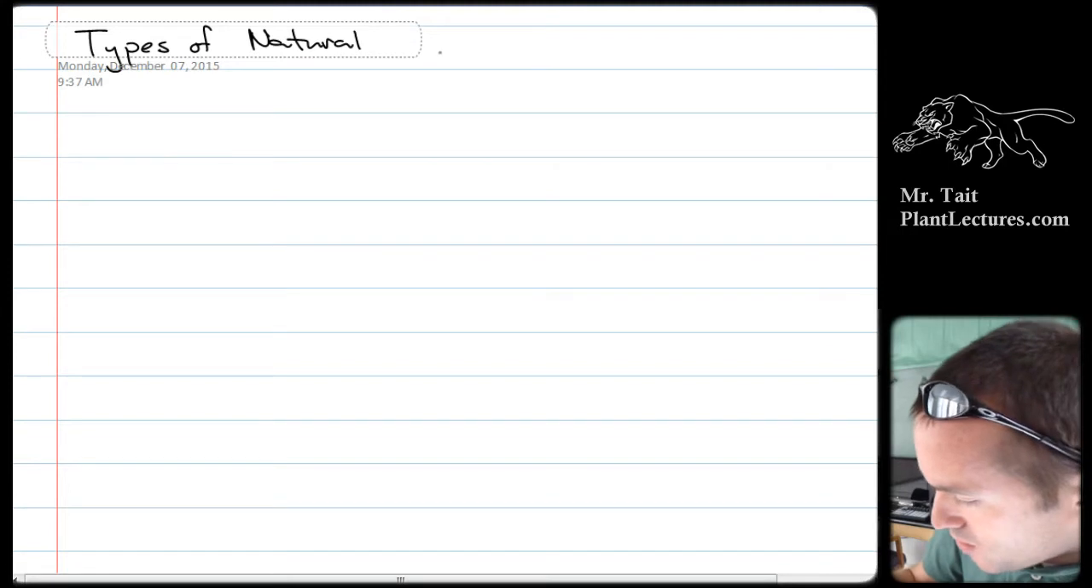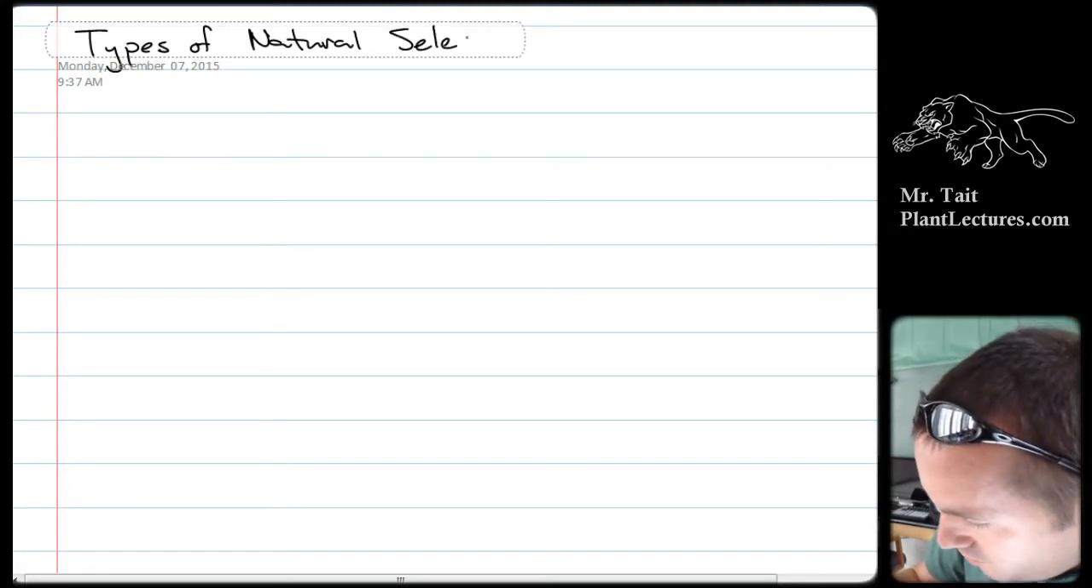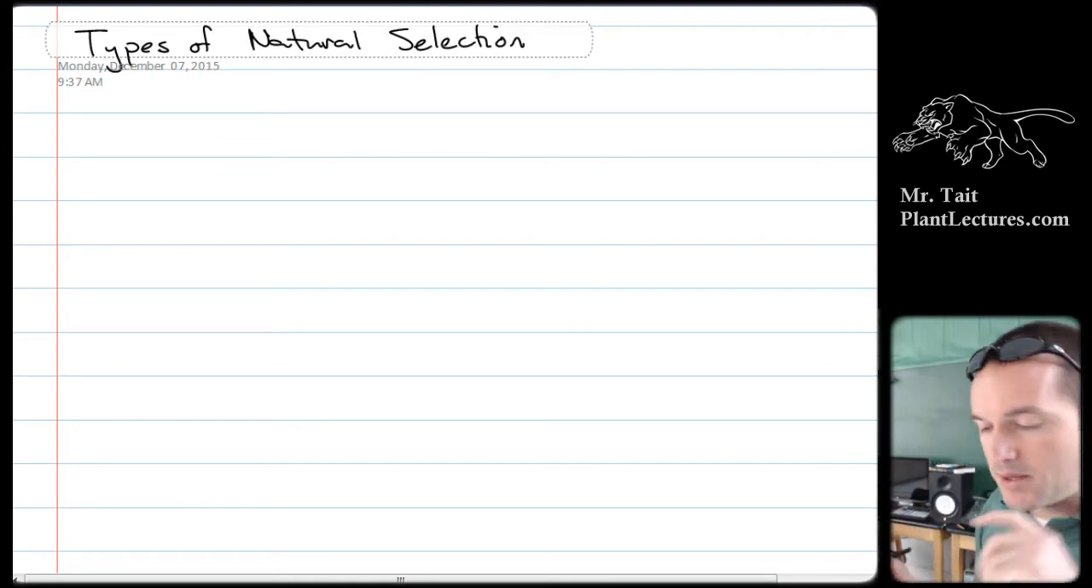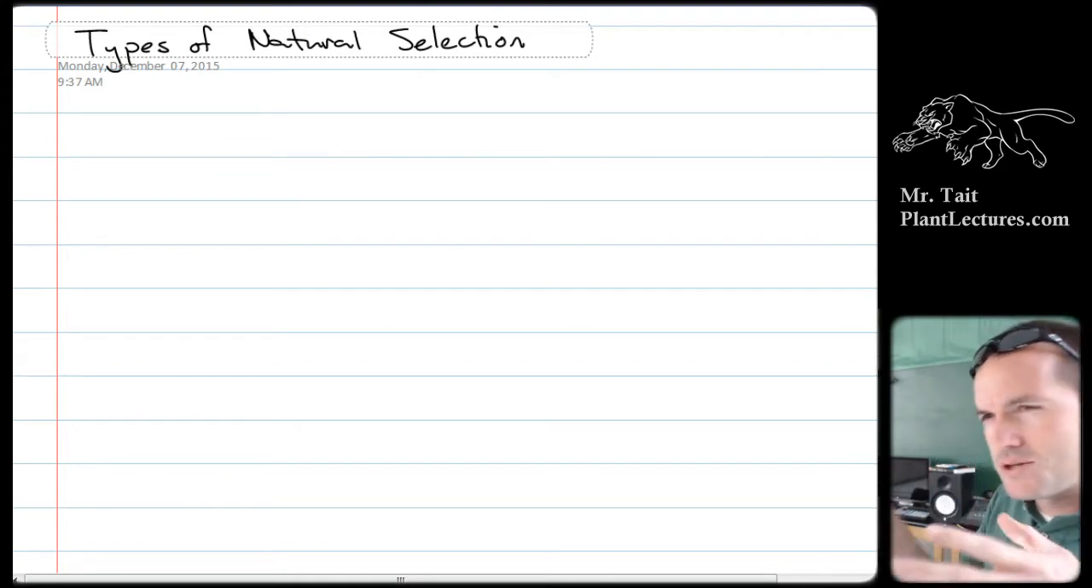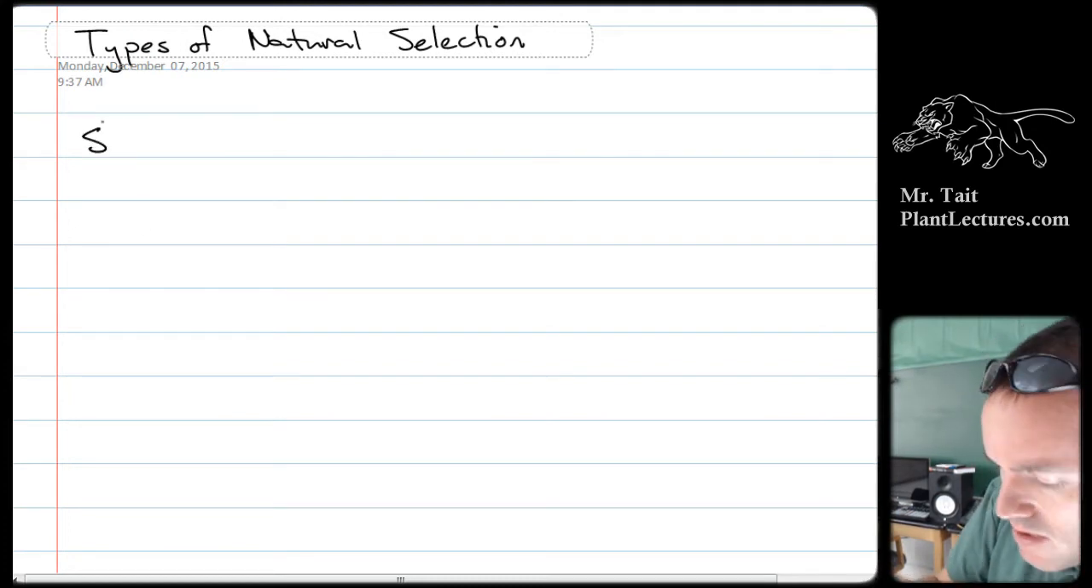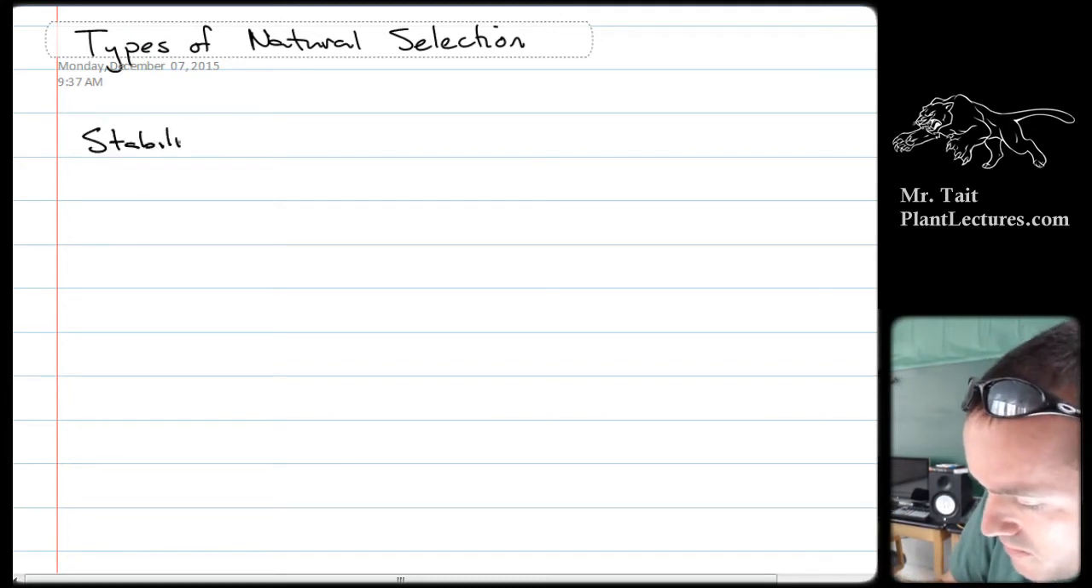of natural selection. So you guys read about this last night, so I'm not going to spend too much time talking about the actual different types, so we can get on and talk about some other stuff. Okay, so the first one is called stabilizing selection.